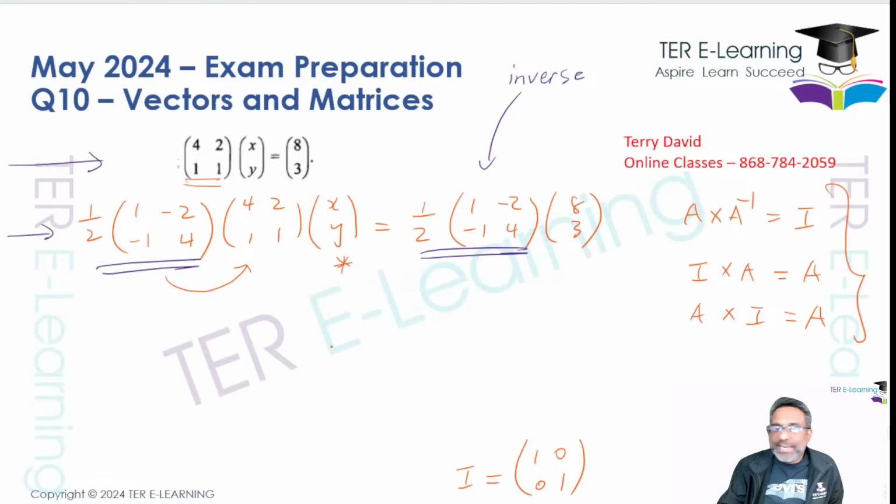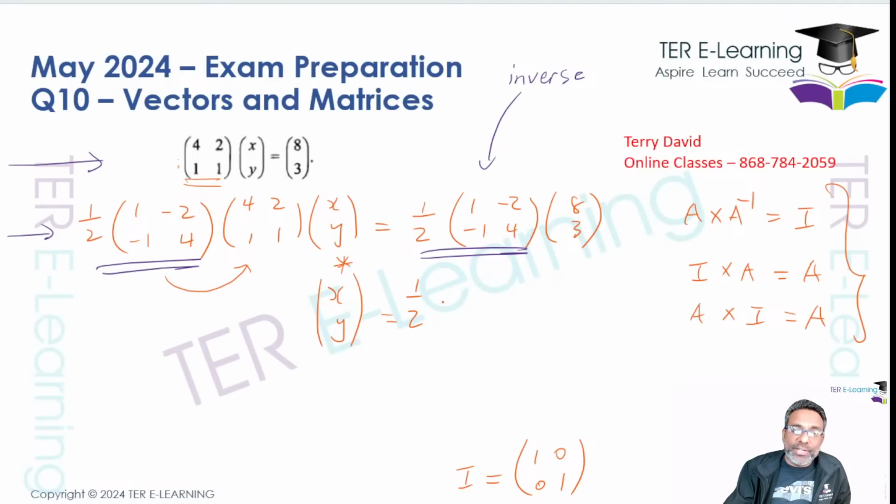So on the left-hand side of my equation, everything is going to disappear and you're just going to end up with x, y. No need to write anything else. On the right-hand side, just leave the half on the outside, and do a matrix multiplication there. To do that, I do row by column. We take this row and multiply by this column. 1 by 8 is 8, minus 2 by 3 is minus 6. So 8 minus 6 gives me 2. That's the number on top here.